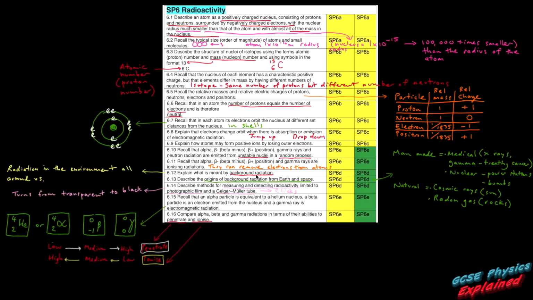Explain what's meant by background radiation. Well, it just means radiation in the environment, all around us, all of the time. There's nothing we can do about it.